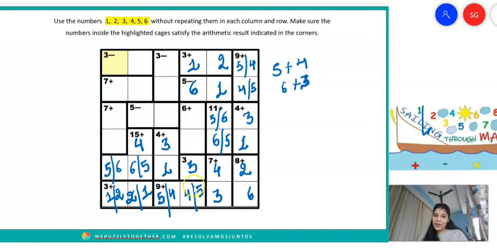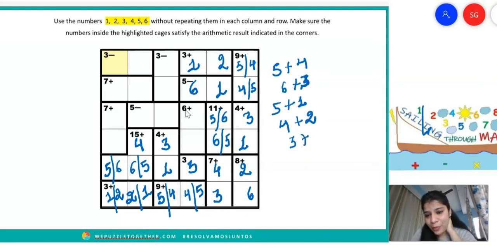Now let's see the fourth column and see this cage. What I have to find out here? I have to find out the two numbers such that their summation is equal to 6. Now what are the possible combinations? 5 plus 1, 4 plus 2, or 3 plus 3. But 3 plus 3 is not possible because we cannot repeat the numbers. So either I have to use this combination or I have to use this combination.